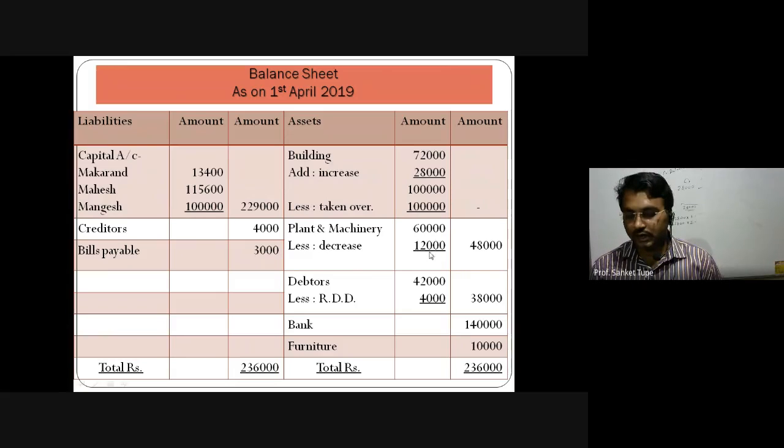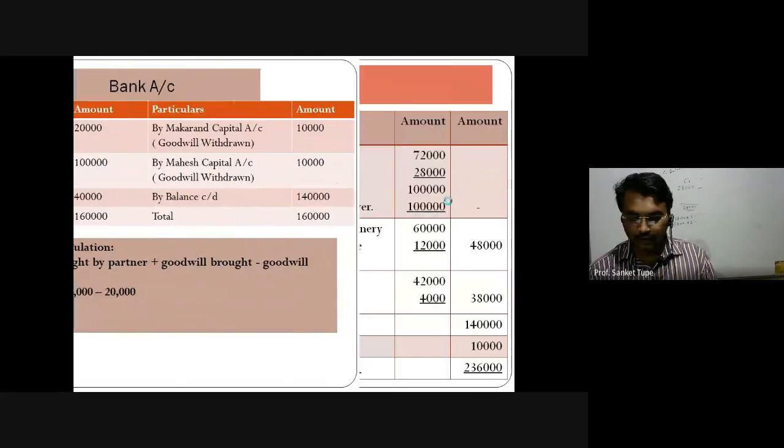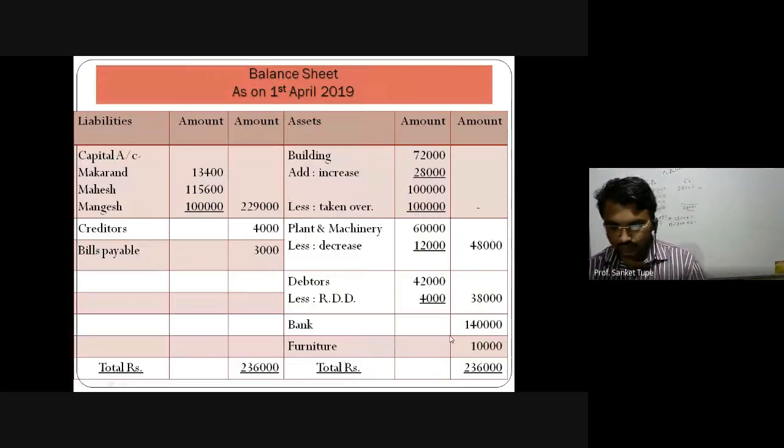प्लांट एंड मशीनरी लेस डिक्रीज. ओरिजिनल वैल्यू था 60,000, 12,000 से डिक्रीज हुआ है. So now value is 48,000. Debtors value 42,000, less RDD 4,000. Why 4,000? Because it is increased up to rupees 2,000. And outer column 38,000. Bank balance हमने जैसा new calculation किया है, 1,40,000 here also 1,40,000. That 1,40,000 is the bank balance. And finally, furniture which is not changed in the revaluation, so 10,000 is the value of furniture. Finally, we will get the balance sheet figure, tallied figure, 2,36,000.